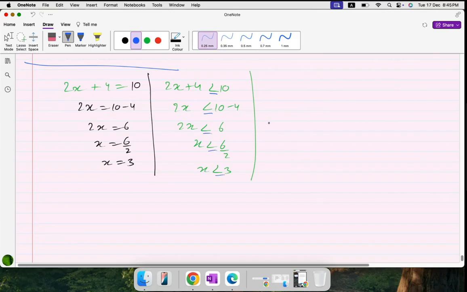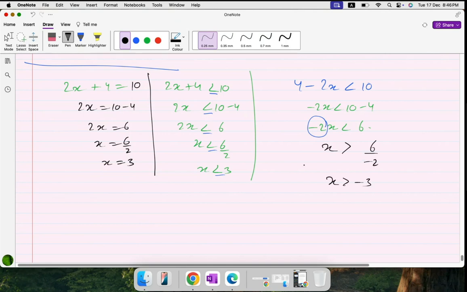The only important thing is what we are going to do now: 4 minus 2x is less than 10. So minus 2x is less than 10 minus 4. Minus 2x is less than 6. Now I'm going to divide by a negative sign. Whenever we do that, the sign reverses. So x is greater than minus 3.